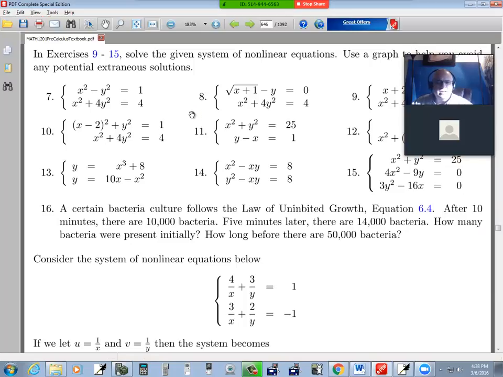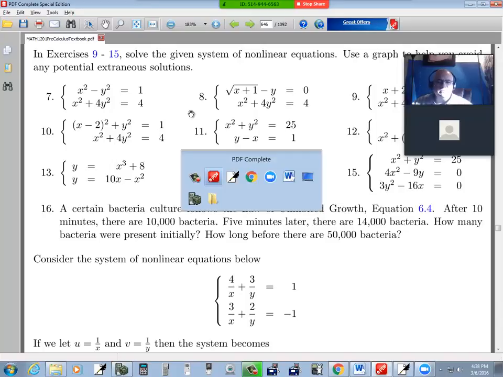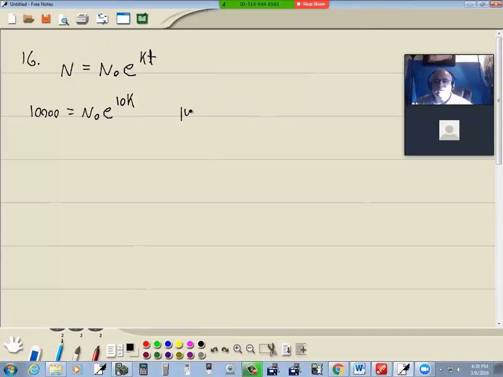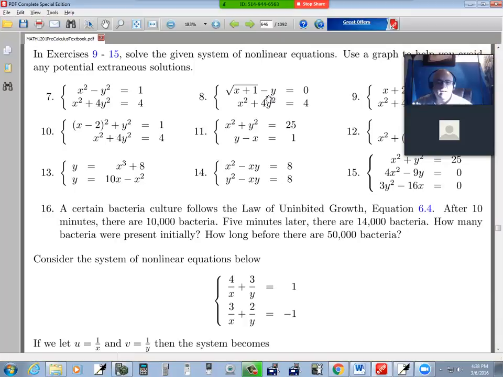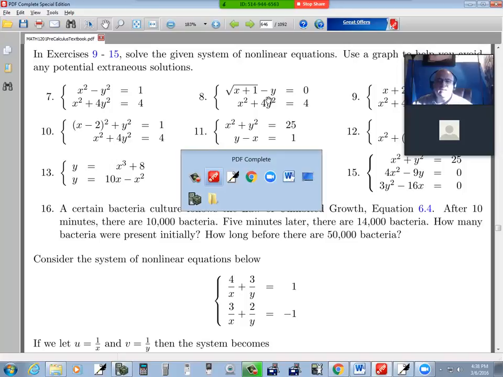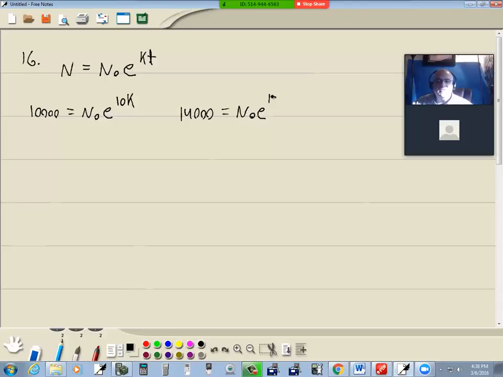Now our second one says 5 minutes later there are 14,000 bacteria. So we'll have 14,000 is equal to n naught e to the, 5 minutes later is 15 minutes, so 15k.